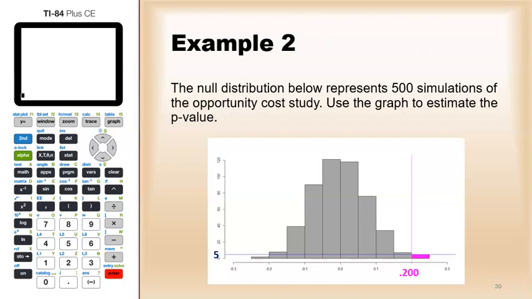Okay. The null distribution below represents 500 simulations of the opportunity cost study. Use the graph to estimate the p-value. So what I want to do is go to where the point estimate is, 0.2, and then I see there's one bar to the right of it. The height of that bar is right there at 5 out of 500, so that's about 1%.